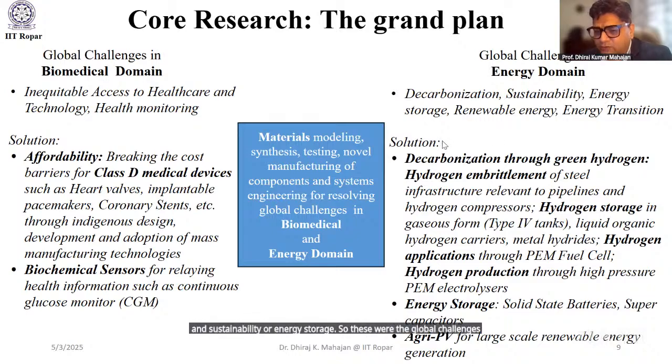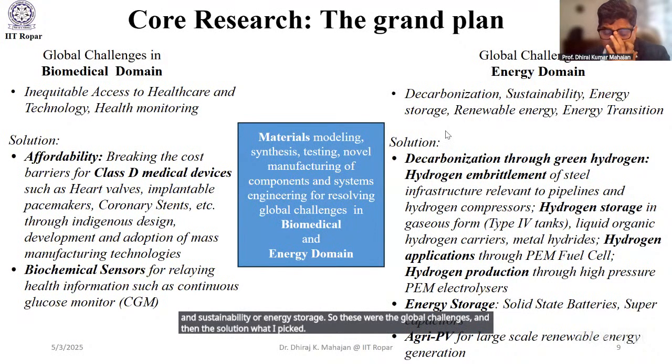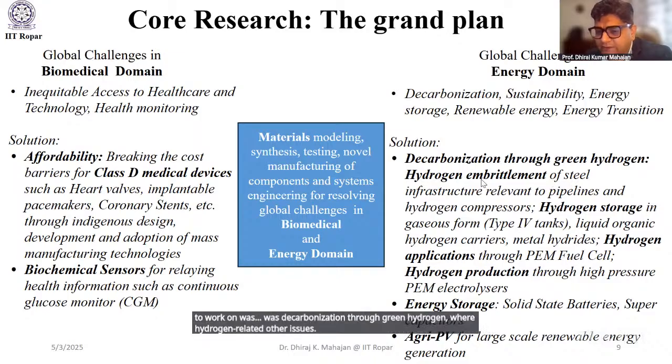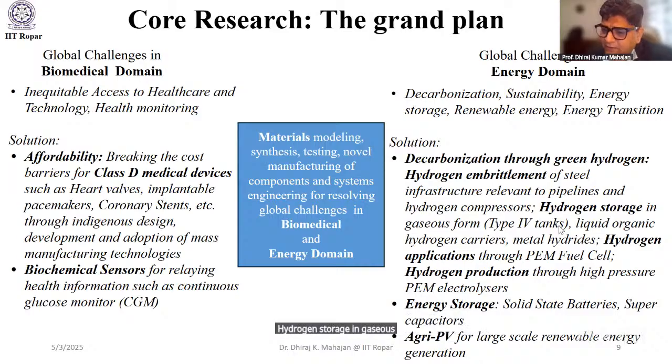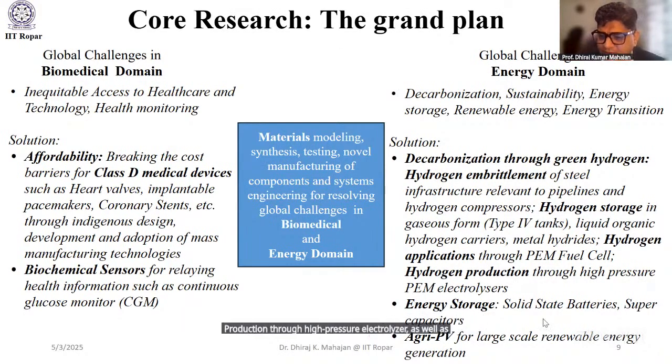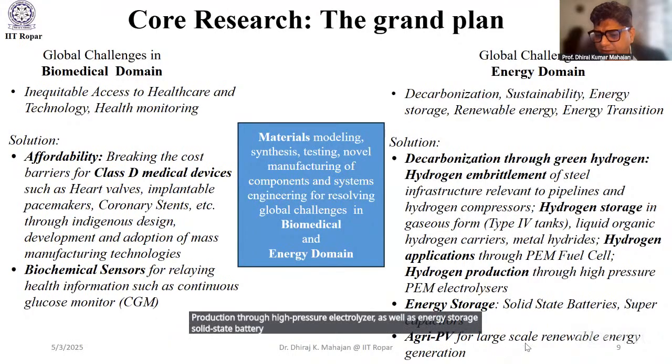And then the solution I picked to work on was decarbonization through green hydrogen, where hydrogen related issues include hydrogen embrittlement of steels, infrastructure, hydrogen storage in gaseous form, liquid organic hydrogen carriers, applications such as PEM fuel cells, or production through high pressure electrolyzers, as well as energy storage, solid state batteries, and agrivoltaics also.